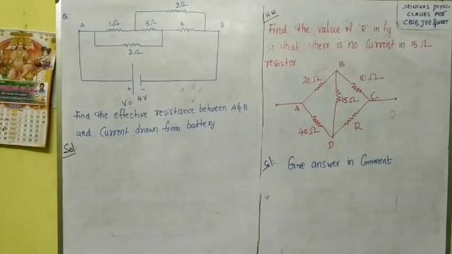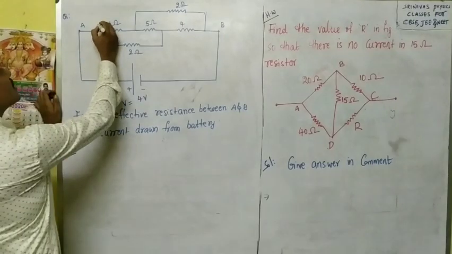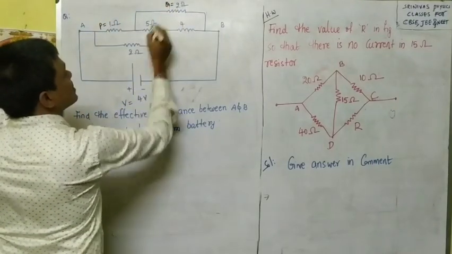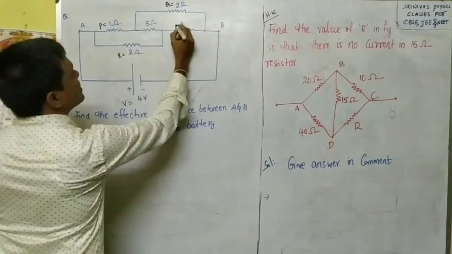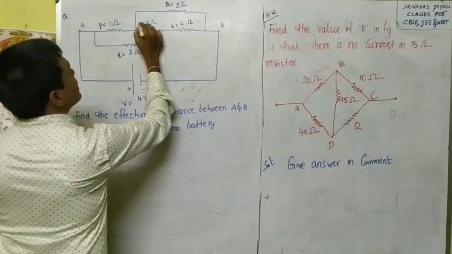Okay, look at here. This is the last problem. This is similar to the Wheatstone bridge, right? Another form of Wheatstone bridge. This is P and this is Q and this is R and this is S and this is Z, the galvanometer.